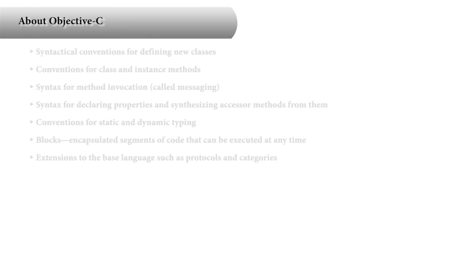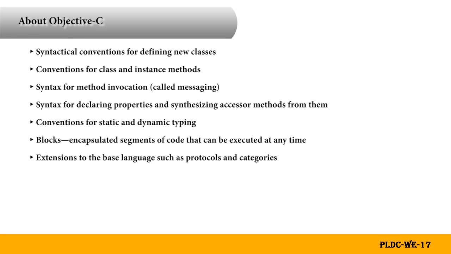Objective-C adds the following features to ANSI C: syntactical conventions for defining new classes, conventions for class and instance methods, syntax for method invocation, called messaging, syntax for declaring properties and synthesizing accessor methods from them, conventions for static and dynamic typing, blocks, encapsulated segments of code that can be executed at any time, extensions to the base language such as protocols and categories. Don't worry if these aspects of Objective-C are unfamiliar to you now. As you progress through the tutorial, you will learn about them.